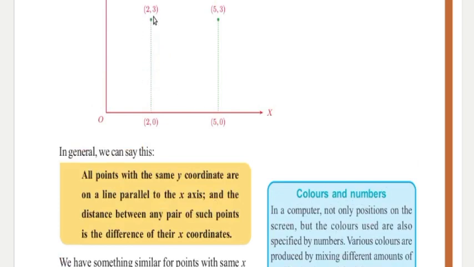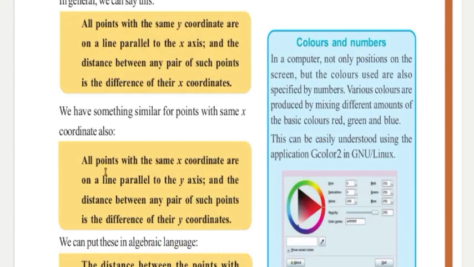See here the x coordinates are 2 and 5, but the y coordinates are the same, 3. So the distance between these 2 points is the difference in their x coordinates. Okay, all points with the same x coordinate are on a line parallel to the y axis, and the distance between any pair of such points is the difference of their y coordinates, just the opposite.